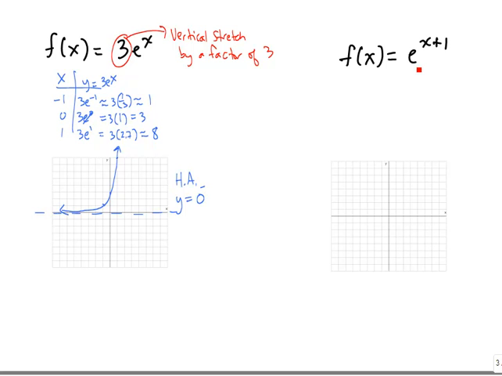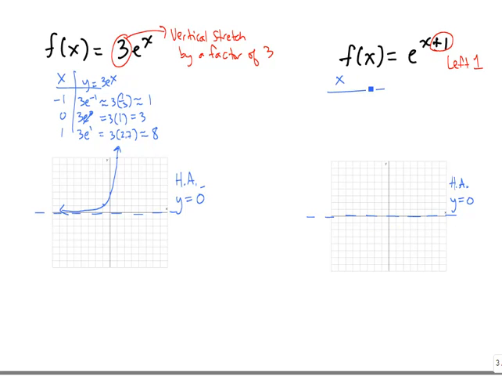Okay, our last example here with these exponential functions with base e, we have a plus 1 up in that x. Remember, that is a horizontal shift, and it's going to be backwards from what you would expect. A plus 1, normally we think go to the right. This is going to be going to the left 1. We're not shifting up or down at all, just left and right. So because we're not going up or down, the horizontal asymptote stays at y equals 0. So that dashed line is going to stay on that x-axis.